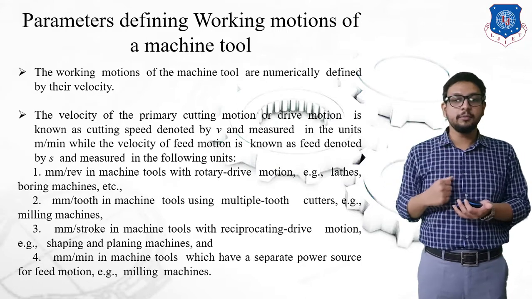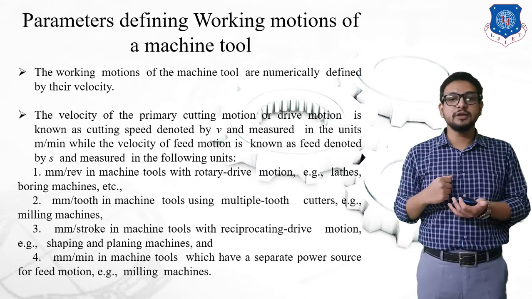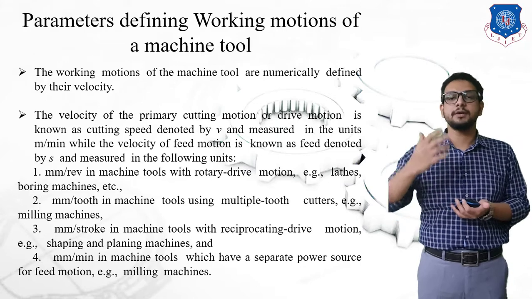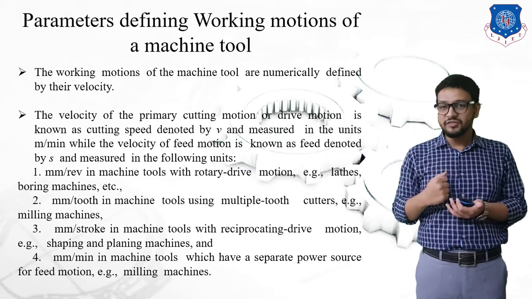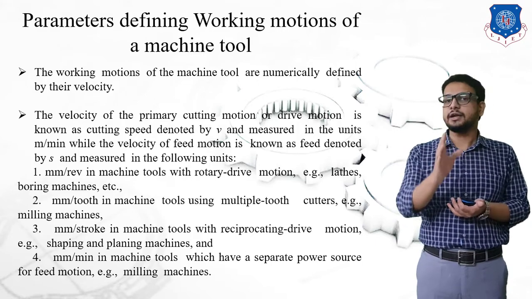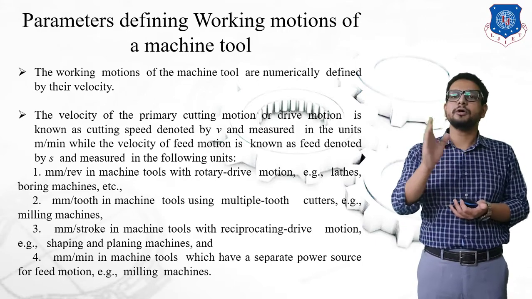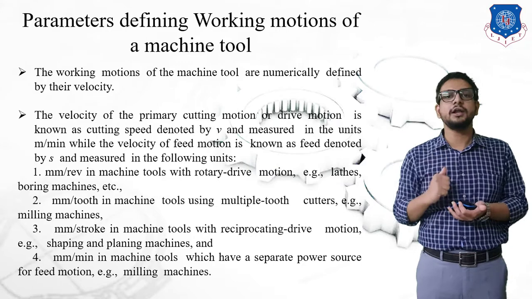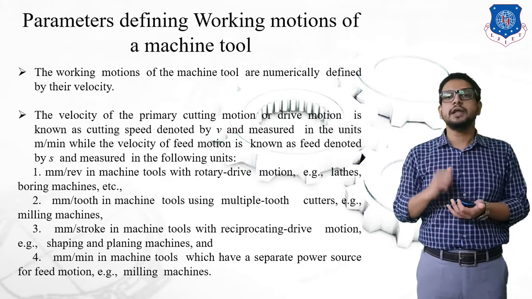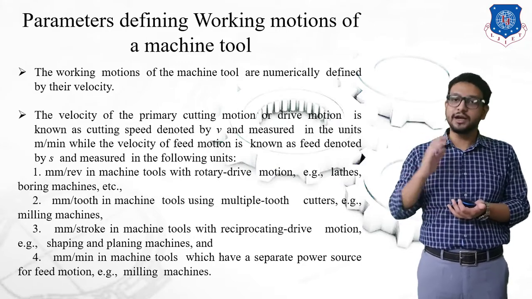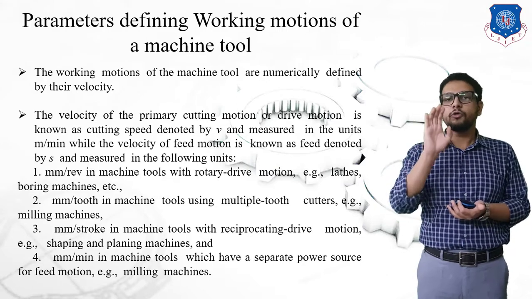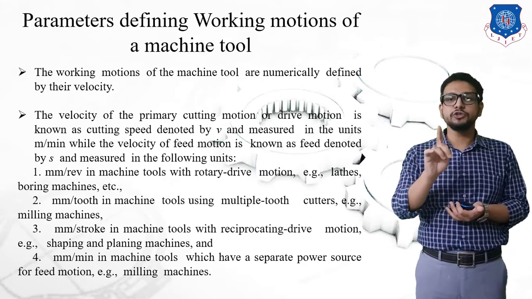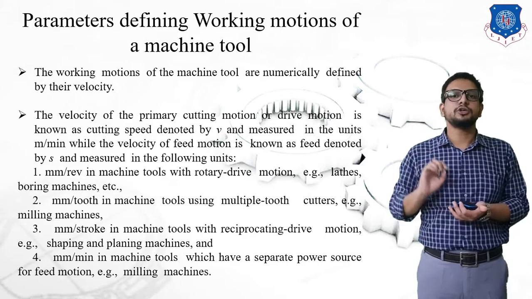Now the fourth type is mm per minute. This will be used in machine tools which have a separate power source for feed motion, for example in milling machines. In most cases, whenever the data is given in mm per tooth, we need to convert that equation of feed motion into mm per minute. That conversion we are going to see later on. So remember, we have 4 types of units for a feed motion for different types of machines.